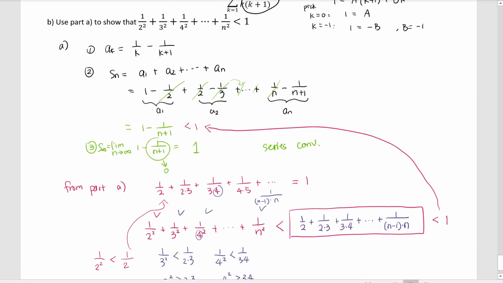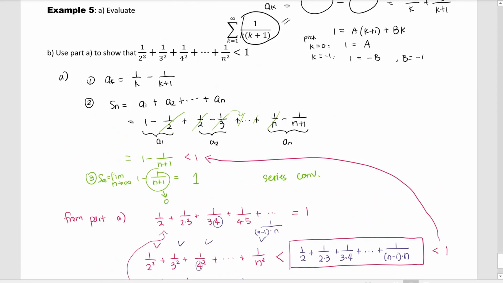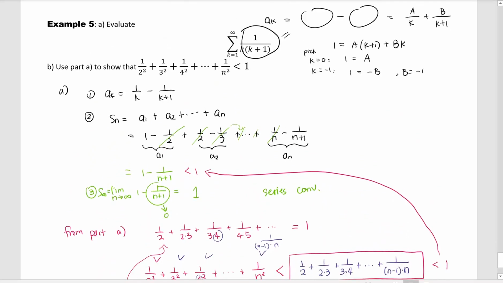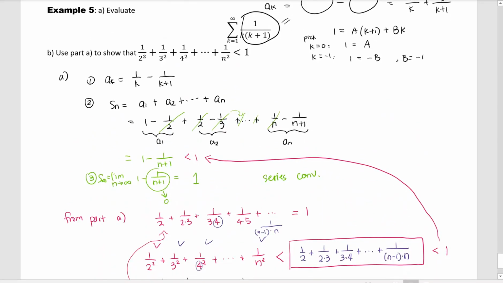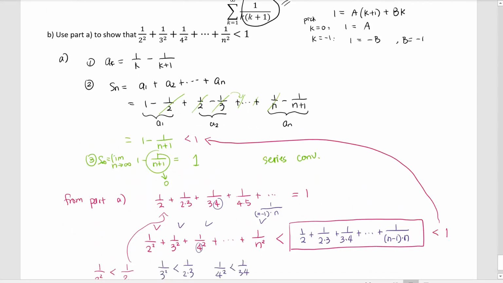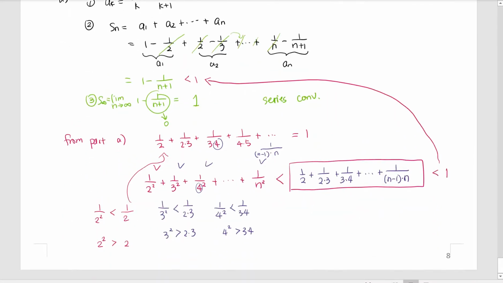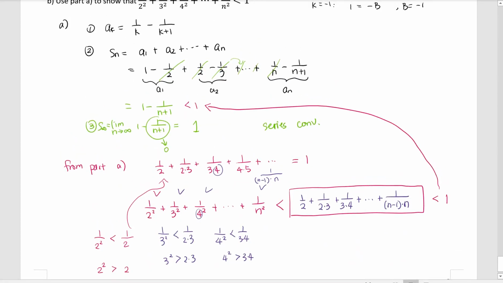So part B is like a math contest problem. Part A is more like a computation problem, given a series and asked to show whether it converges or not. Part B is a little bit challenging. Okay, so that is section 8.3.